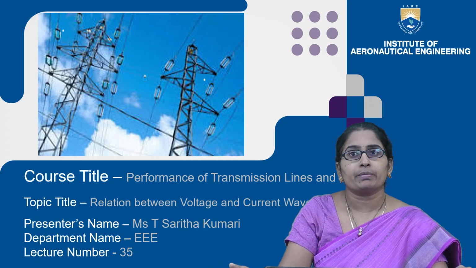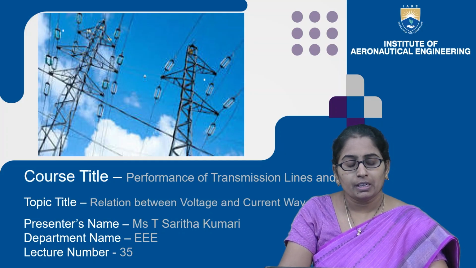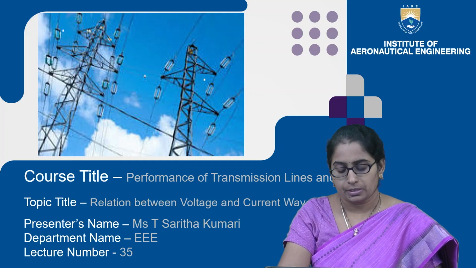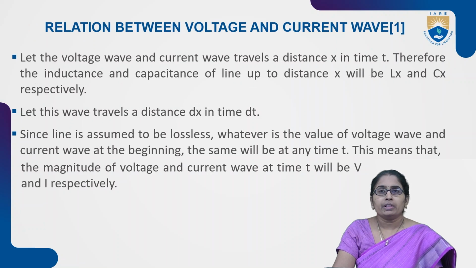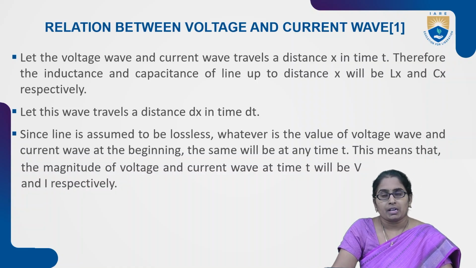Under the course Performance of Transmission Lines and Cables, today the topic is the relation between voltage and current wave in transmission lines, mapped to course outcome 4. We know that in my previous lecture, we started transients in transmission lines.